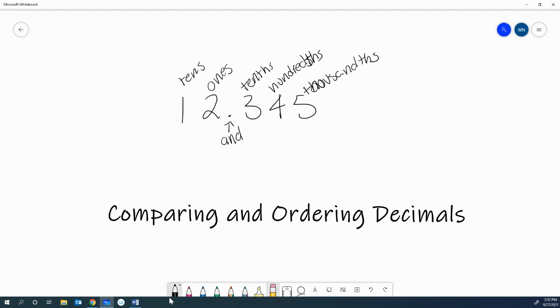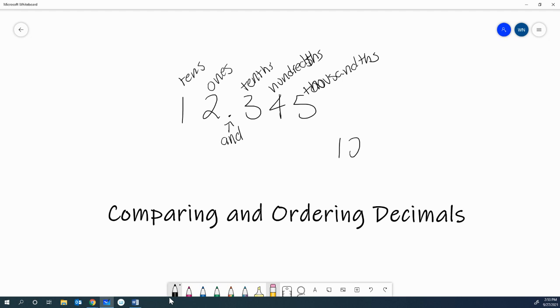So the ones place is kind of like a mirror. Because remember, on the left side, we've got tens, hundreds, thousands. And on the right side, we've got tenths, hundredths, and thousandths. So when we're comparing and ordering numbers, we're going to be looking at that place value.